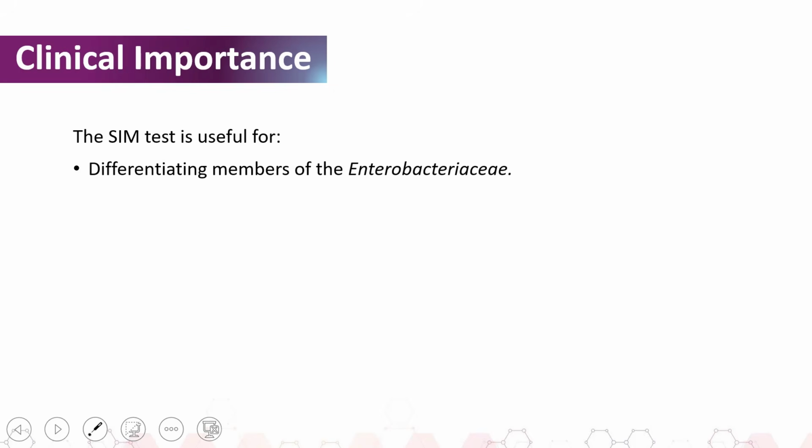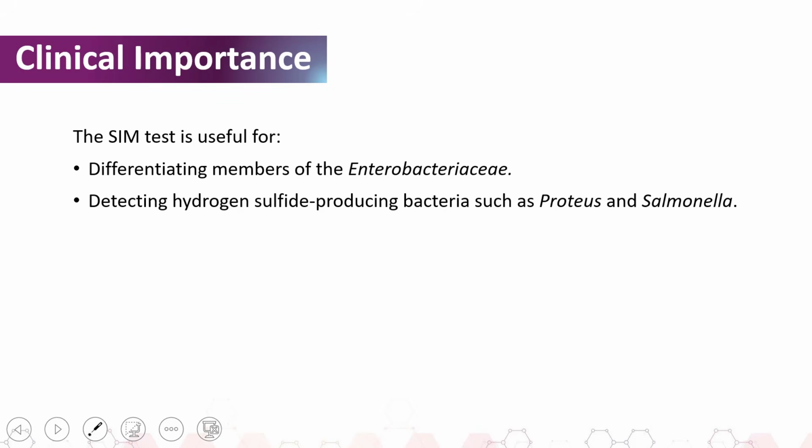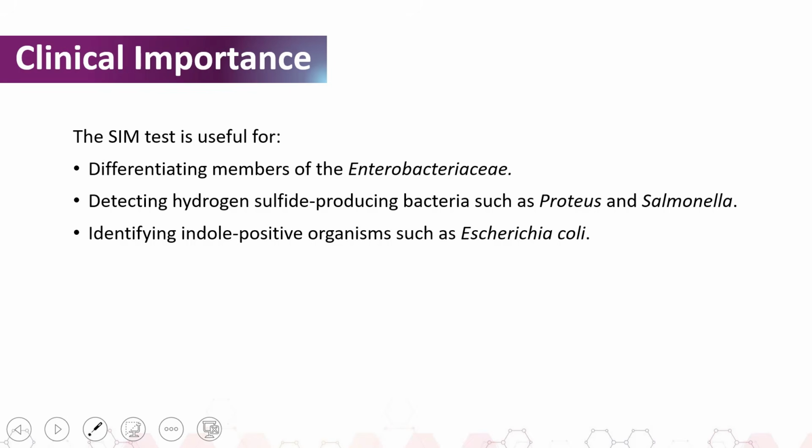Now let's look at the clinical importance of the SIM test. So the SIM test is useful for: 1. Differentiating members of the Enterobacteriaceae. 2. Detecting hydrogen sulfide producing bacteria such as Proteus and Salmonella. 3. Identifying indole-positive organisms such as E. coli. 4. To distinguish motile bacteria from non-motile bacteria.